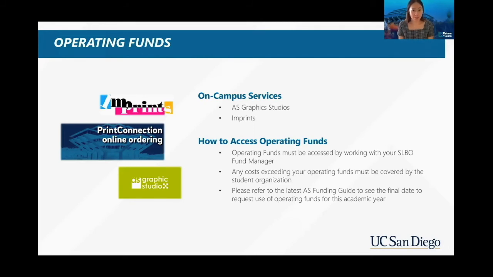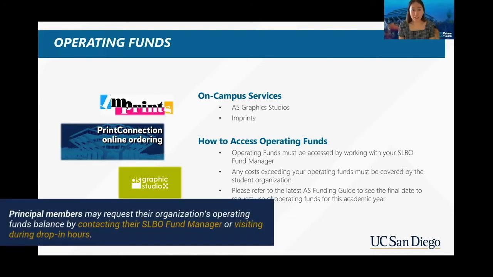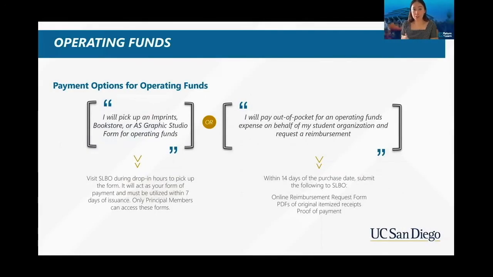And moving on to how to access operating funds, you will work directly with your Student Life Business Office Fund Manager. And whatever you are purchasing, if that amount exceeds the operating funds total, your org will be required to cover any of the additional costs. The final date to request use of operating funds also changes each year, so be sure to check out the latest AS funding guide for the deadline date. And at any time, any principal member can check your organization's operating fund balance by contacting your fund manager or visiting during drop-in hours.